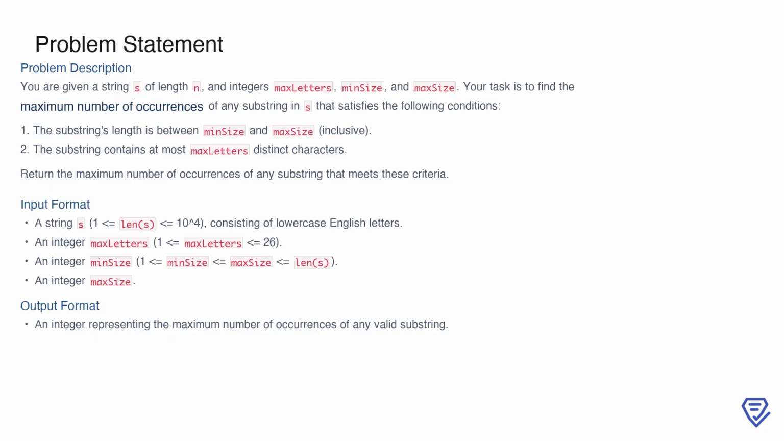The output is the maximum number of occurrences of such a valid substring. The input includes the string S, which can be up to 10,000 characters long, and the integers max letters, min size, and max size, all within their respective constraints. The output is a single integer that represents the highest frequency of any valid substring. This problem challenges your ability to efficiently track substrings and count their occurrences while ensuring that all conditions are satisfied.